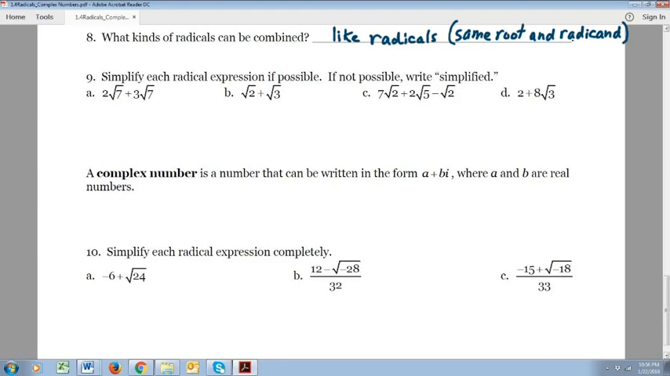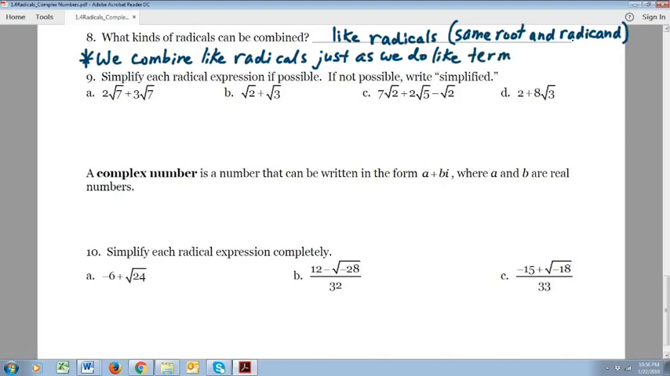And I want to make another comment here. We combine like radicals just as we do like terms. Very similar. So for example, if I had 2x plus 3x, I would add my 2 and 3, and I'd get 5x. So when I'm adding 2 square roots of 7 and 3 square roots of 7, we're going to add the 2 and the 3, and we have 5 square roots of 7.